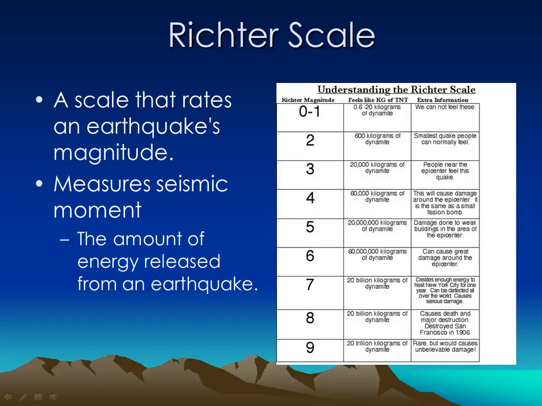0 is we cannot feel anything, that's 0 or 1. But then all the way down there to 9, that's really catastrophic. We don't see a whole lot of those. We don't even see a whole lot of 7s and 8s, although we do see them every once in a while. You see from the chart that one of the last ones happened in 1906. That's over 100 years ago.